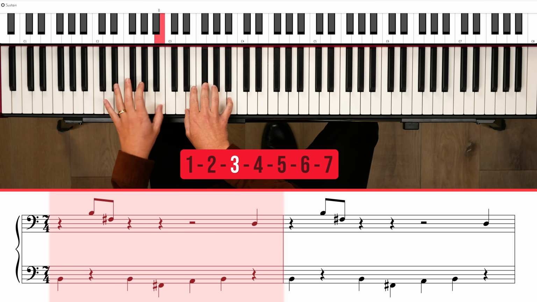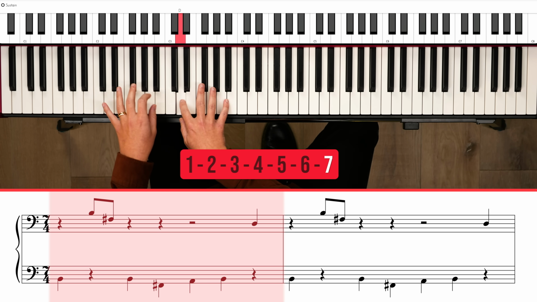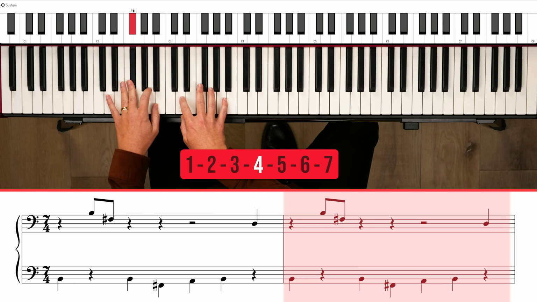So a really famous example of 7/4 time, at least in the bulk of the song, is Money by Pink Floyd. 1, 2, 3, 4, 5, 6, 7, 1, 2, 3, 4, 5, 6, 7, 1.